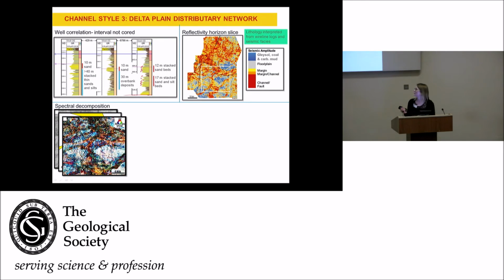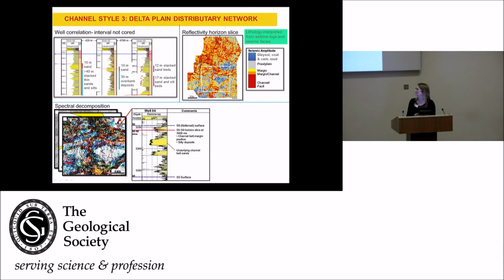And that's where you realise we might be running into a bit of a problem, because the well's actually sitting right on the edge of one of the interpreted channel belts. And sure enough, if we look at the wireline log at that interval, it missed the main channel and hit the channel margin silty deposits instead. So again, if you rely solely on your reflectivity data, you might be missing some detail.